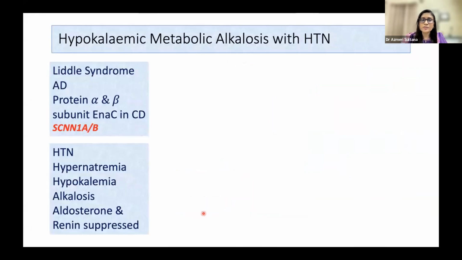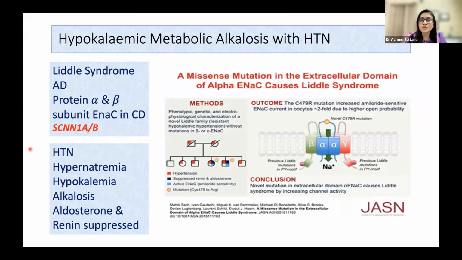In Liddle syndrome, it is autosomal dominant, and the epithelial sodium channel in the collecting duct is continuously stimulated. This occurs by mutation of SCNN1 alpha, beta, or gamma, and there is continuous reabsorption of sodium, which causes hypertension and hypernatremia. In lieu of this, there is hypokalemia and alkalosis because potassium and hydrogen ion cannot be secreted in the collecting duct, and aldosterone and renin are suppressed.